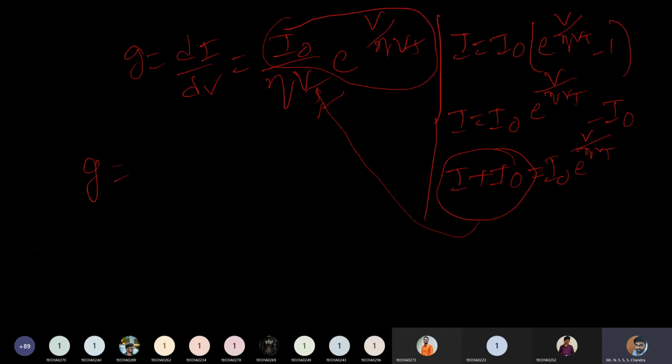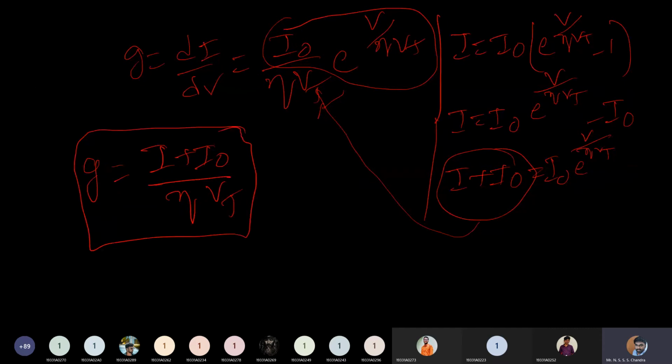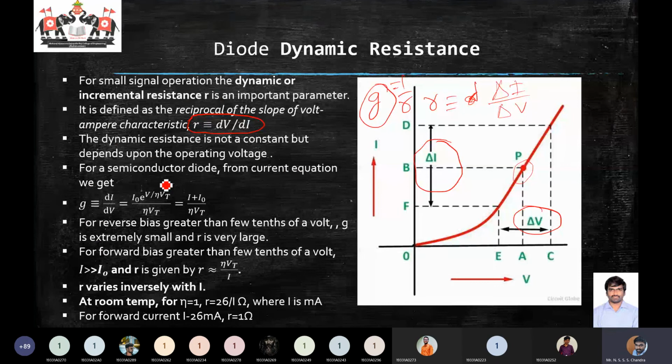So your G will be equal to I plus I naught by eta Vt. The same thing will be mentioned in our PPT. If the reverse bias voltage is greater than some few tens of volts, then your conductance will be extremely small, whereas R is very large. That's what in reverse bias condition, your dynamic resistance is large, so resistance offered is large.